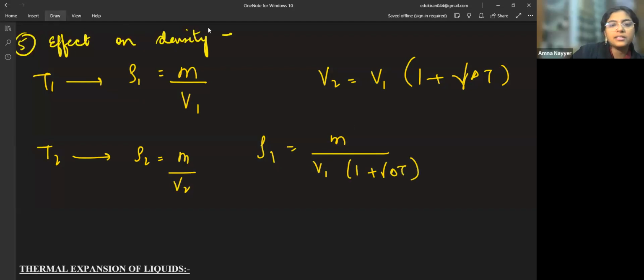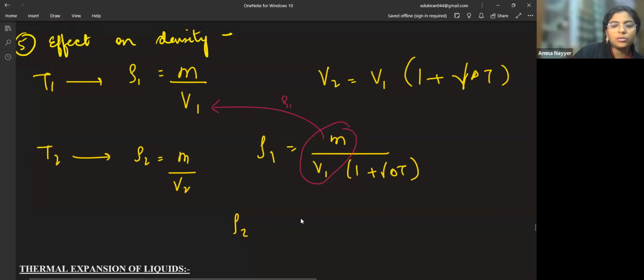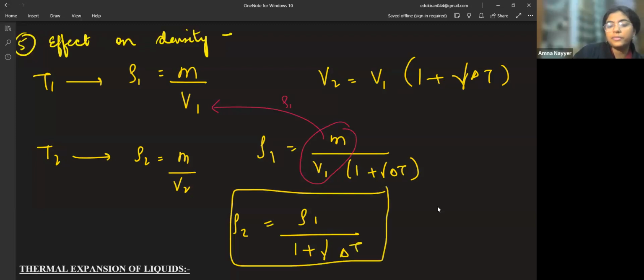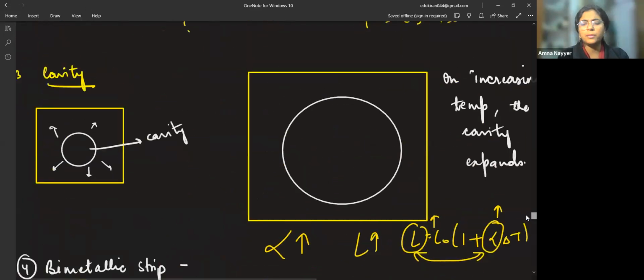What is m by V1? m by V1 is rho 1 only. So I'll get the final formula: rho 2 is equal to rho 1 divided by (1 plus gamma delta T). This is the formula. See, if density decreases, the temperature increases. This is the concept which you have to remember, because you can see both are inversely proportional. So this is a little important from all of the expansions which we have done right now. Note these down, then we'll see thermal expansion in liquids, a very small and very easy topic to deal with. Write this down.